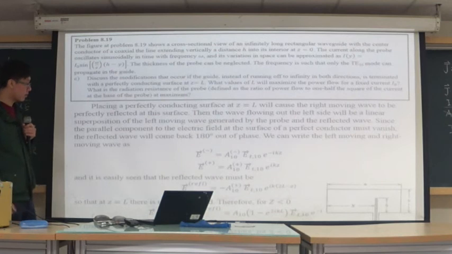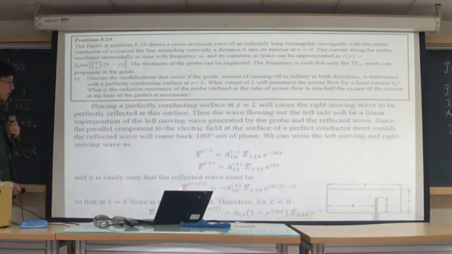Okay, so we write down the E field for the left moving wave and the right moving E field. According to z equal to L, the conducting surface, we have to reflect it. So the reflected field is here. And when z equals L, we have to satisfy the boundary condition. Our E field should be zero.